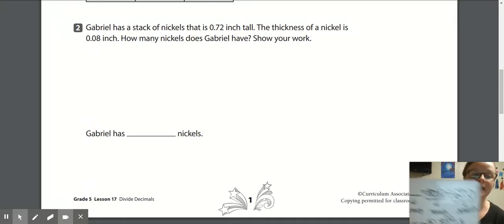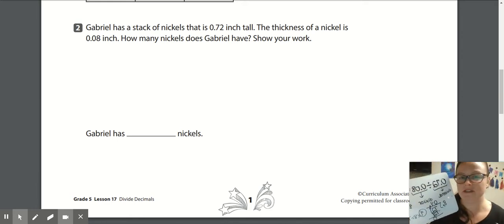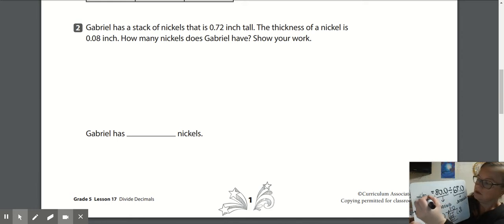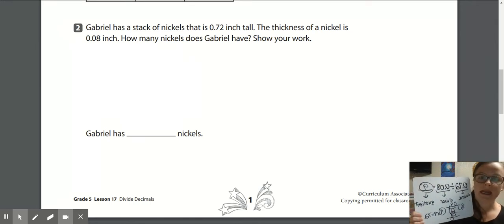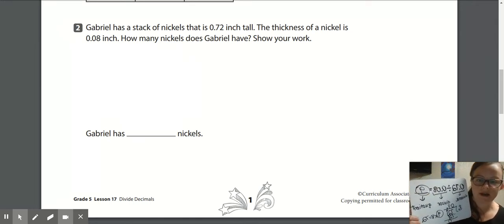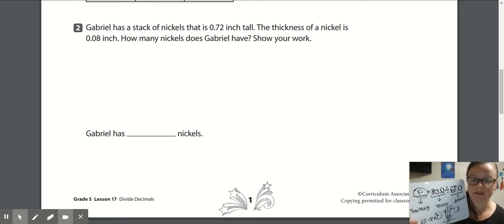So now I want to make sure that my quotient, my answer here, is reasonable. Does it make sense? So I'm going to go back to the original question. How many nickels does Gabriel have? Gabriel has 9 nickels. So if each nickel is 8/100 and he has 9 of them, the height could be 72 hundredths. Is that reasonable? Yes, it is. That would make sense.